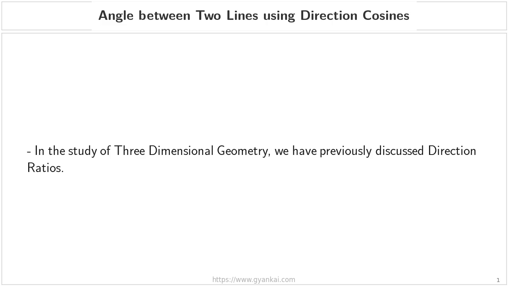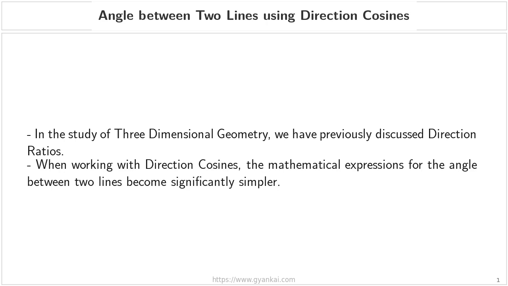Welcome, everyone. Today, we are going to explore a very efficient way to calculate the angle between two lines in three-dimensional space. Now, if you look back at our previous lessons in three-dimensional geometry, you'll remember that we spent quite a bit of time discussing direction ratios. While direction ratios are incredibly useful, they can sometimes make our calculations a bit bulky. However, today's topic focuses on using direction cosines instead.